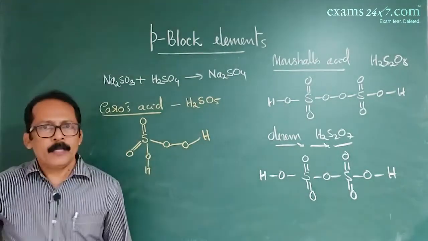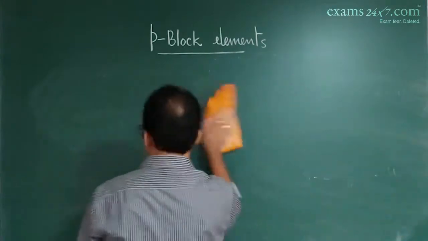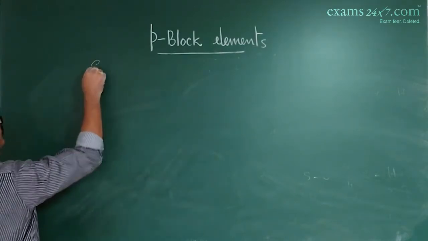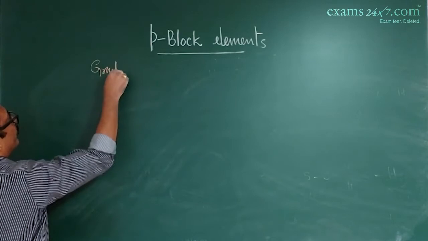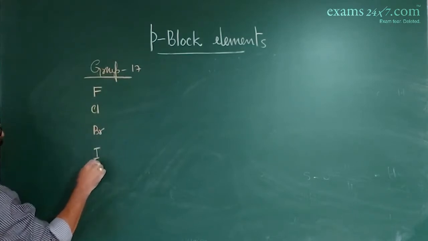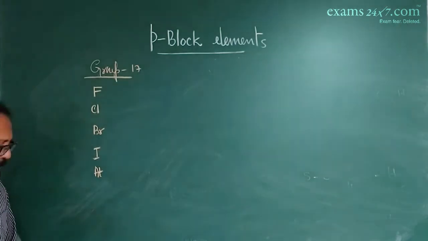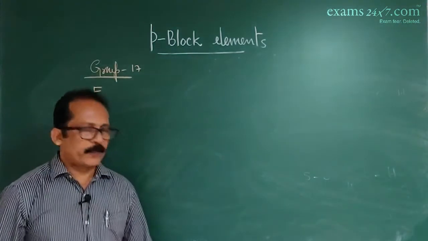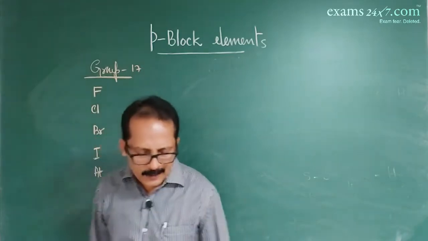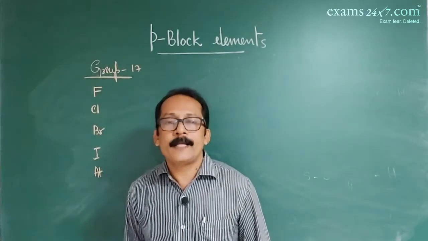Now, next, moving on to group number 17. So elements belonging to group number 17. First one is fluorine, chlorine, bromine, iodine, and another one is artificially prepared halogen. Now, we'll go for the properties. Down the group, atomic size increases, ionization enthalpy decreases, electronegativity decreases.